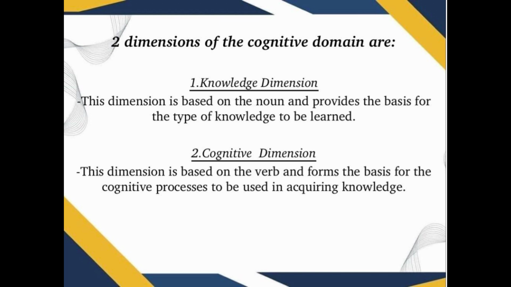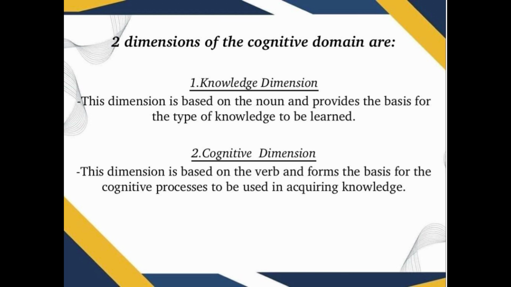In the sample, the students are required to demonstrate factual knowledge by recognizing and listing the specific components of a plant. So this sample focuses on the basic recall of information about plant anatomy, emphasizing the knowledge dimension of Bloom's taxonomy. The second one is the cognitive dimension. This dimension is based on the verb and forms the basis for the cognitive process to be used in acquiring knowledge.